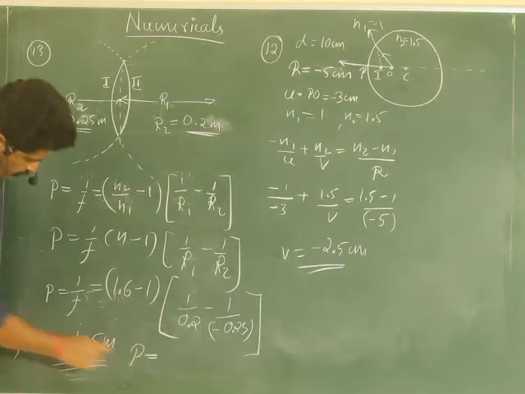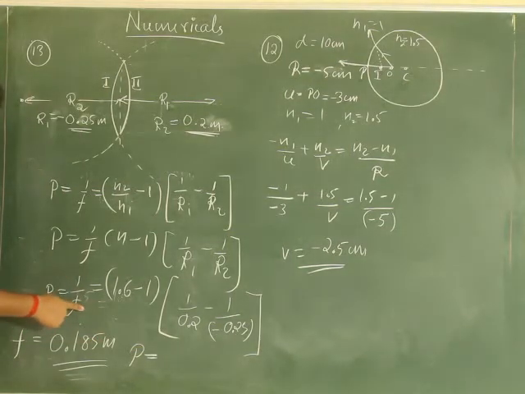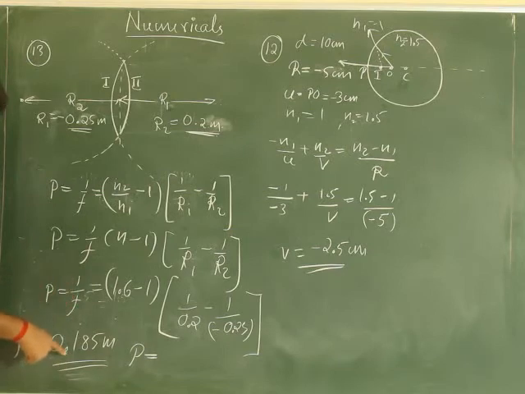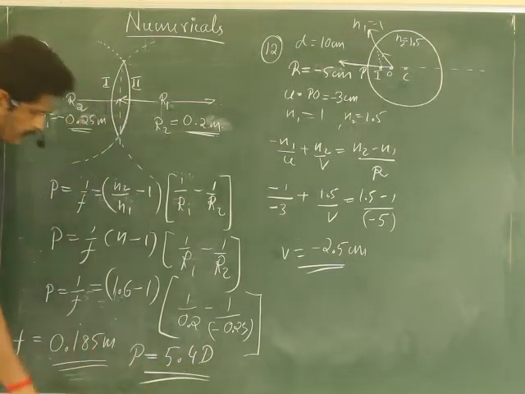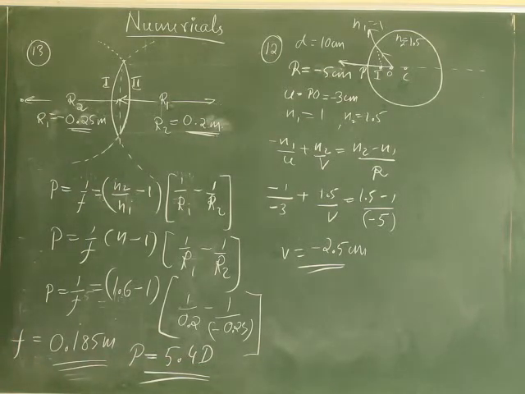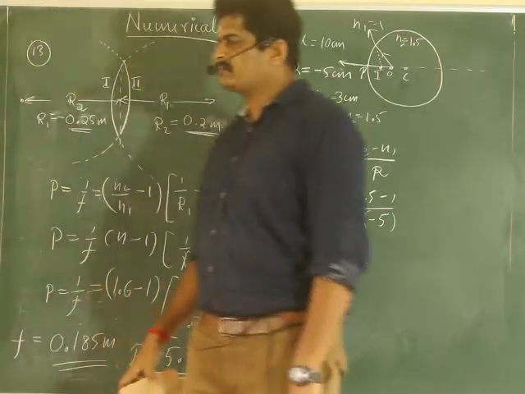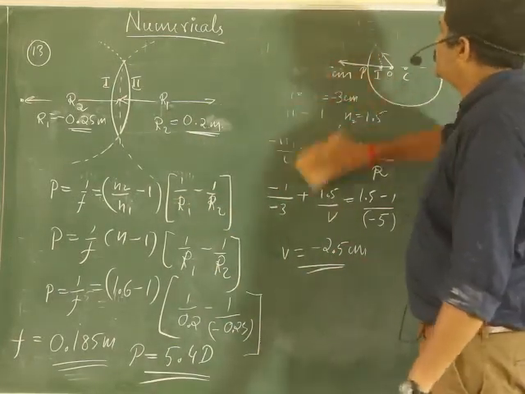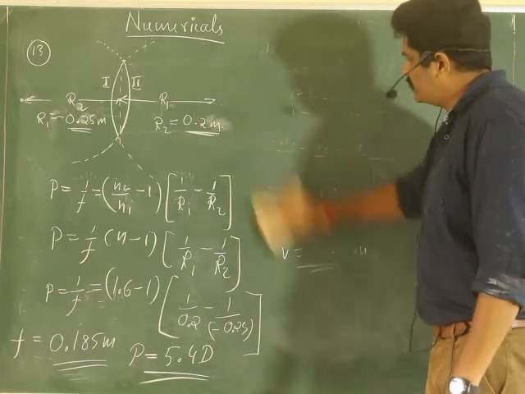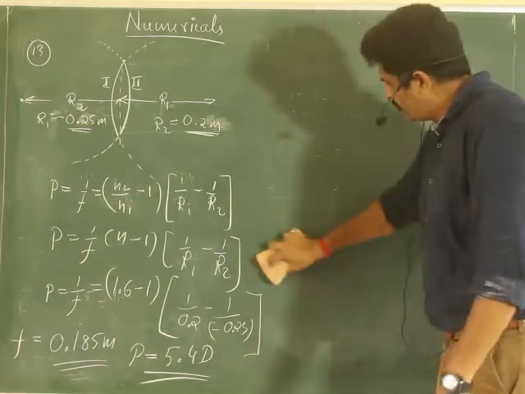Therefore, P is equal to 1 by F. F is 0.185, so now power will be, when you do the calculation, 5.4 diopter. So this is the calculation of numerical number 13. Take down neatly. I have applied the Lensmaker formula in order to find the power and focal length of a biconvex lens.